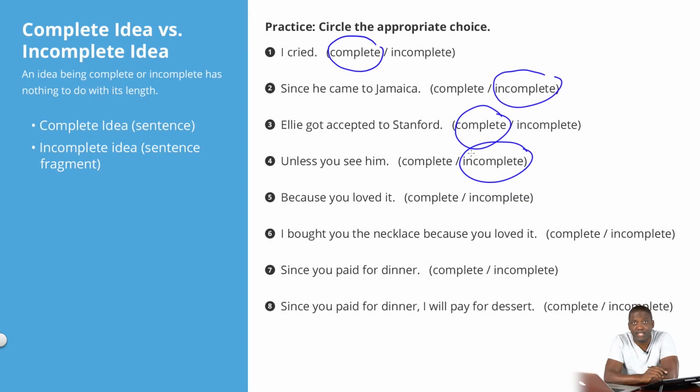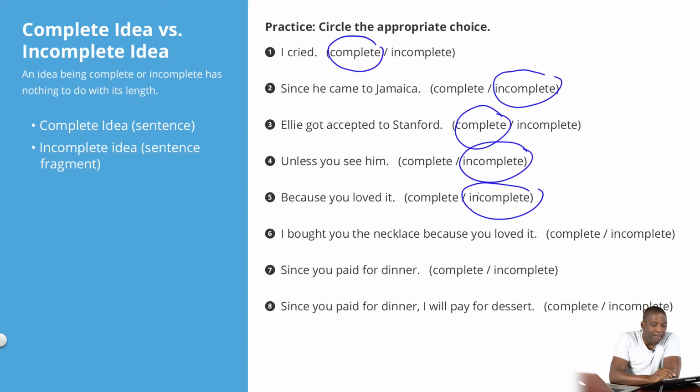Because you loved it. What do you think? Yes? That is also incomplete. That cannot stand on its own. An incomplete idea cannot stand on its own. If I were to say to you, because you loved it, and walked out the room, once again, you'd be left really confused. Now remember, an incomplete idea can combine or merge with a complete idea to create a longer complete idea. In other words, an incomplete idea needs help to become a complete sentence.